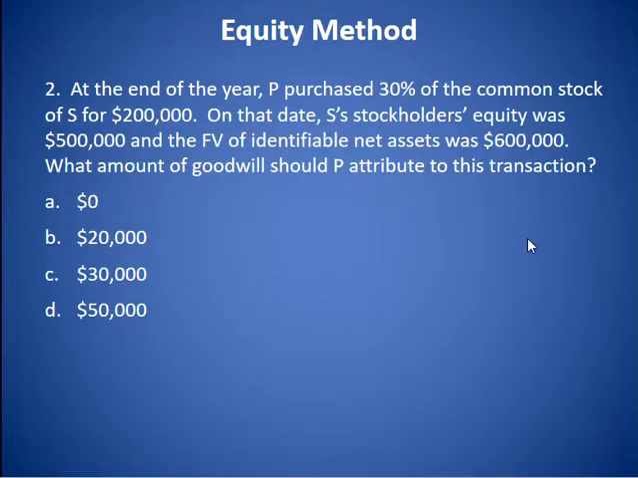At the end of the year, P purchased 30% of the common stock of S for $200,000. On that date, S's stockholders' equity was $500,000 and the fair value of identifiable net assets was $600,000. What amount of goodwill should P attribute to this transaction? So again, look at the answers, stop your video, and when you're ready to view the answer, go ahead and restart your video.